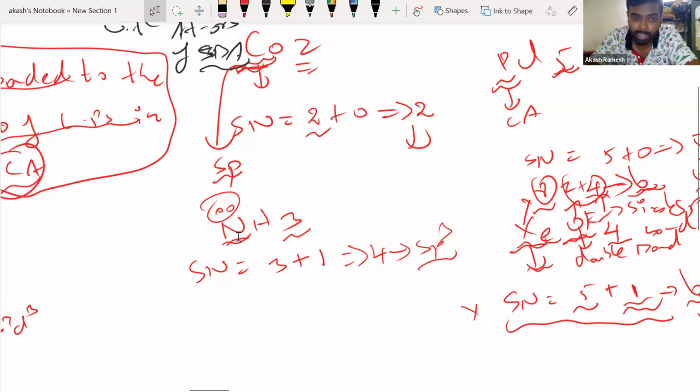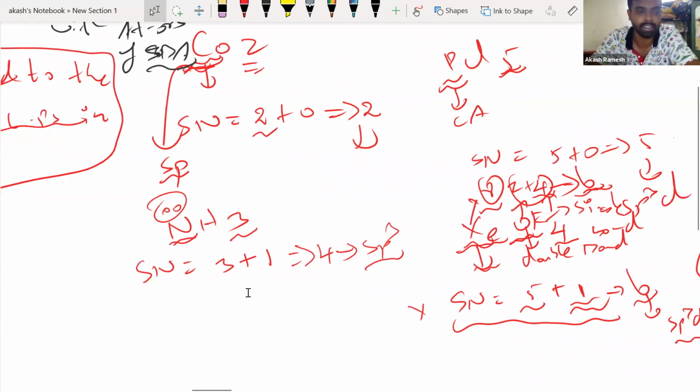Now ammonia, the central metal atom is nitrogen. You see there are 3 bonding atoms in the form of hydrogen, and obviously there is 1 lone pair on nitrogen, which makes it 4. 3 bonding atoms and 1 lone pair on nitrogen makes it 4. So totally it will become sp3 hybridization.